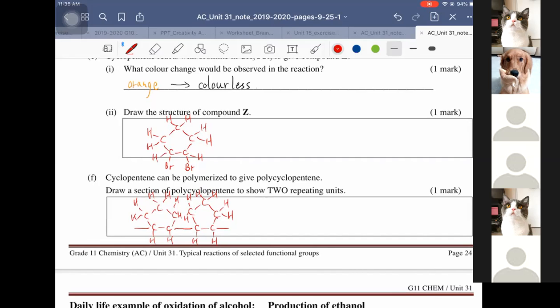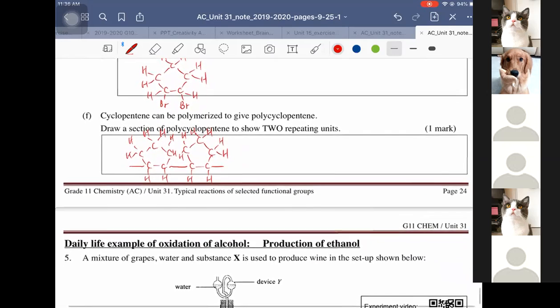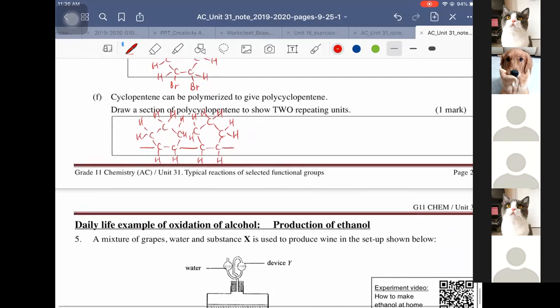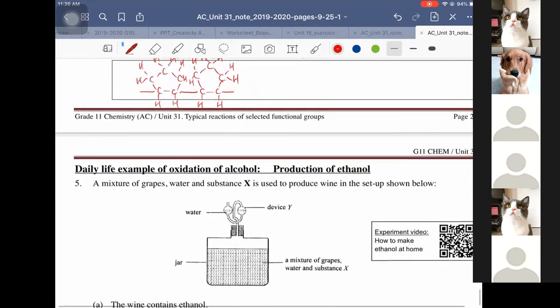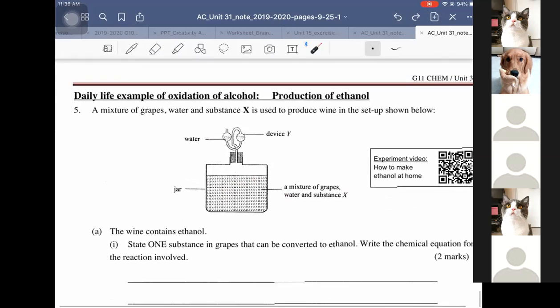So that's what question 5 is about. Question 5 shows a setup that we can use: something that contains glucose, and then we put in yeast to make the reaction take place. So we convert glucose to alcohol. This is a simple setup, and I would like to show a video that shows you how you can do this experiment at home.